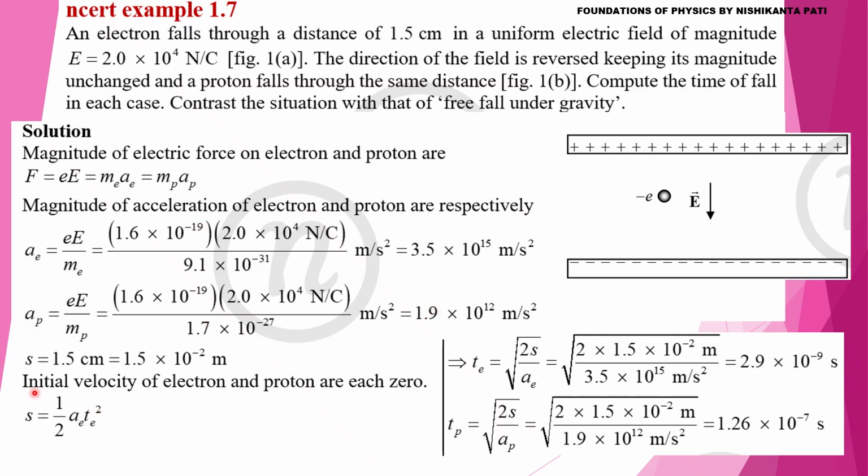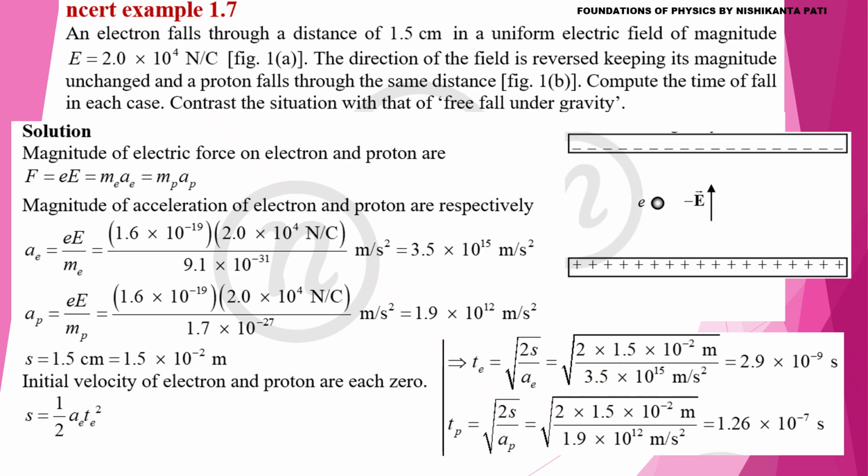In both the cases, initial velocity is 0. So s is equal to half at square. This is for electron. Then the time is asked, so time is found. And when it is proton, the electric field is this way. Since the field is this way, the proton will also move the same way, in the upward direction. In the same way, the time for the proton is square root of 2s by ap.